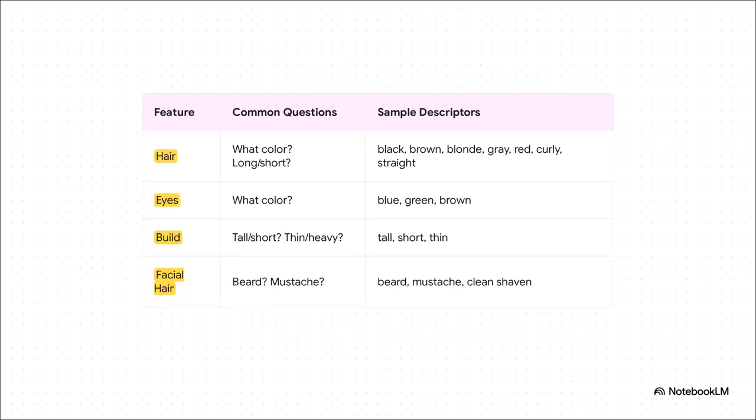From there, we start filling in the blanks, almost like we're going down a mental checklist. Okay, what about their hair? What color? Is it long, short, curly? And their eyes? Do they have a beard or a mustache? We use these common building blocks to quickly assemble the picture.